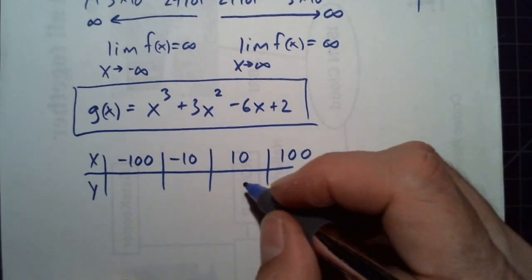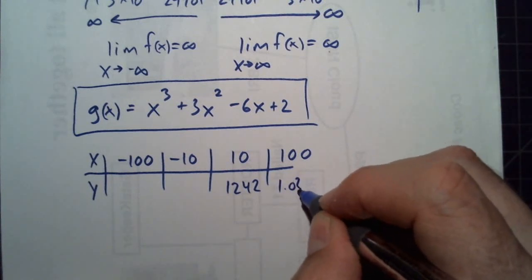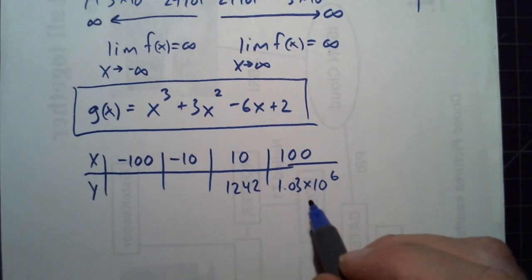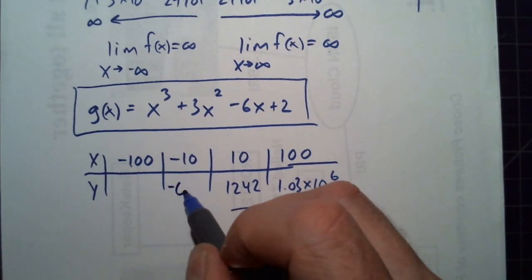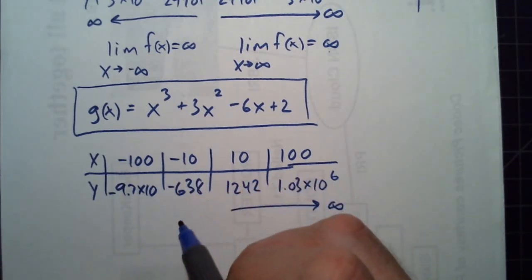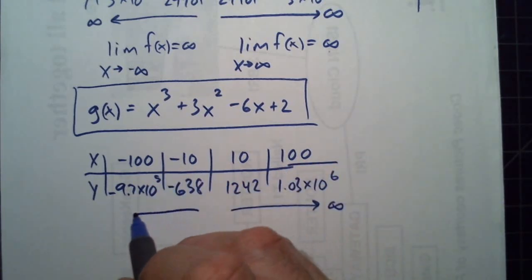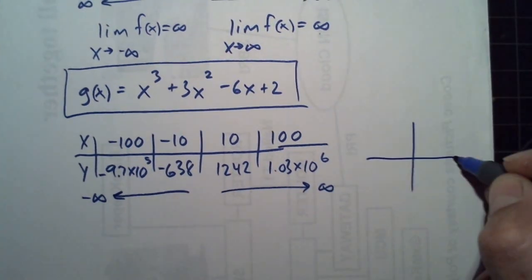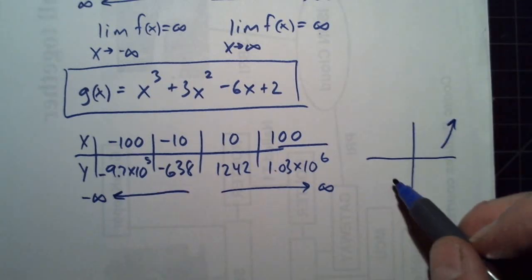And using a calculator, we have 1242, 1.03 times 10 to the 6th. So looking at that, these numbers are going to positive infinity. Here we have negative 638, negative 9.7 times 10 to the 5th. A large negative number, so this is going to negative infinity. And if we visualize that, going to the right, it goes up. Going to the left, it goes down.